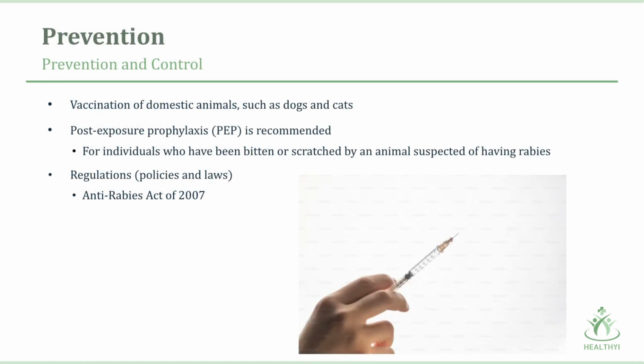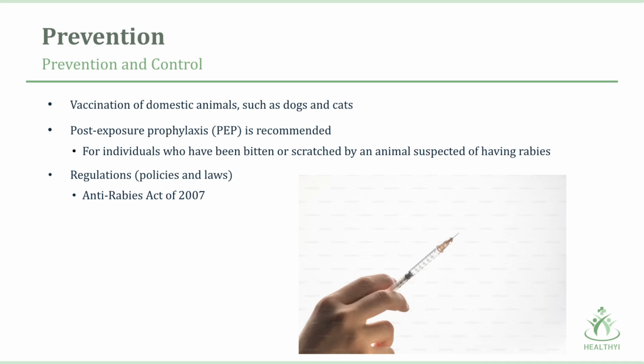Vaccination plays a critical role in the prevention of rabies in pets such as dogs and cats. Regular vaccination of these animals helps reduce the risk of them contracting and transmitting the disease. PEP is recommended for people who have been bitten or scratched by an animal suspected of having rabies.